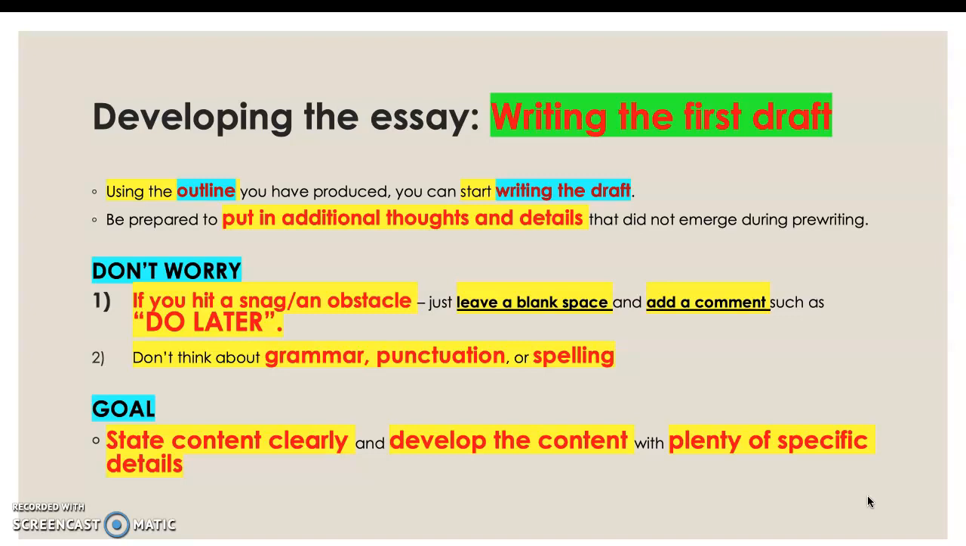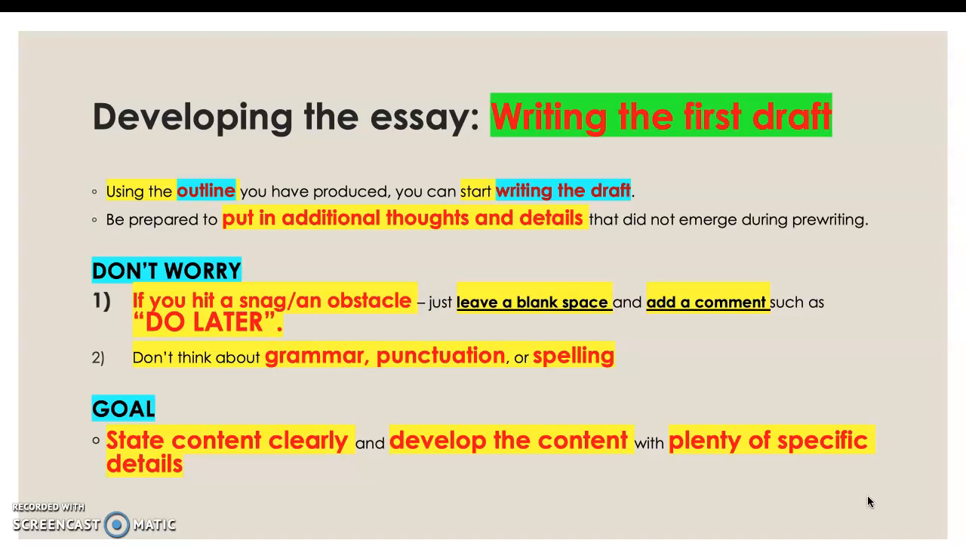All right. Again, don't think about grammar, punctuation, or spelling. They're not important here. The most important thing is that the goal of writing this first draft is to state content clearly, to take all those points that you have written in your outline and then state them clearly in the first draft. And not only state the topic sentences clearly, you also want to develop the topic sentences, develop the content.